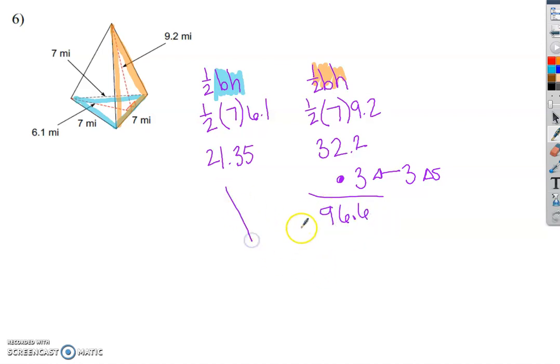Now we're going to add the parts together. And I got 117.95.